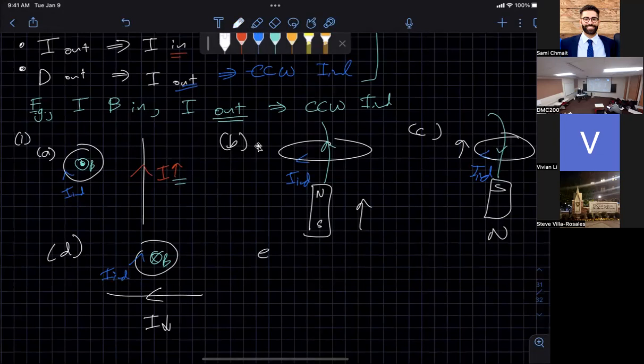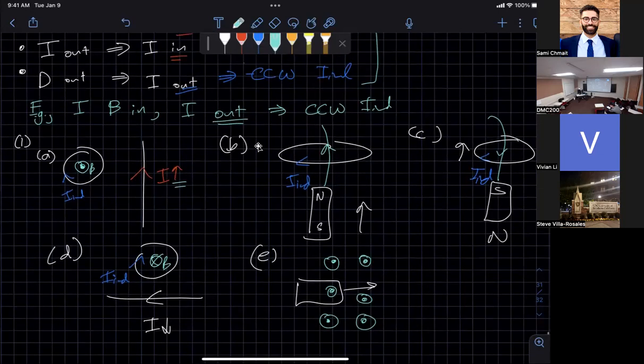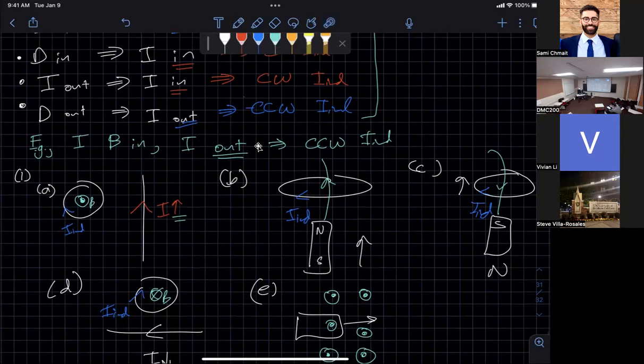And then part E, we have a rectangle. This rectangle loop is entering a region with the B field pointing out of the page. So you can imagine as this loop enters more and more, we're going to be increasing the amount going out of the page. So we need to maintain balance by having an increase going in, again, clockwise induced current.